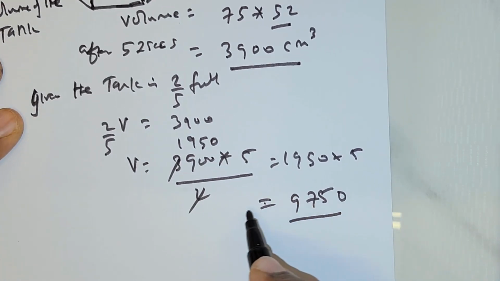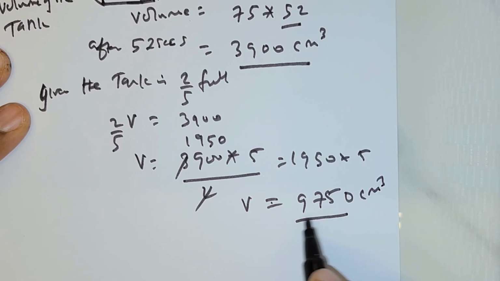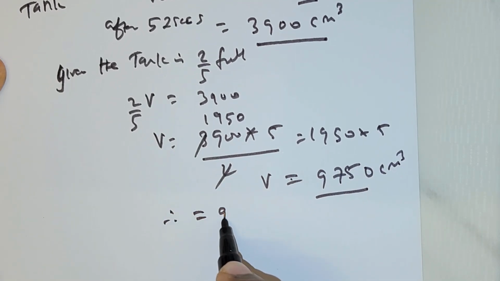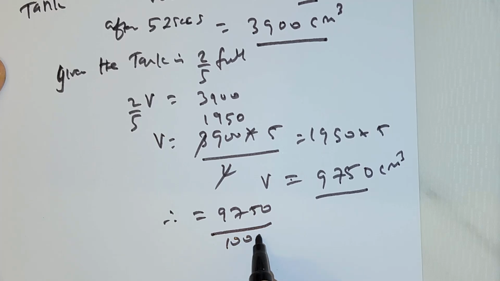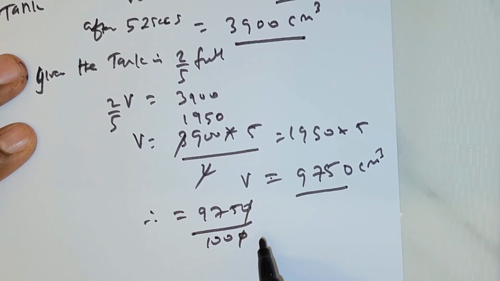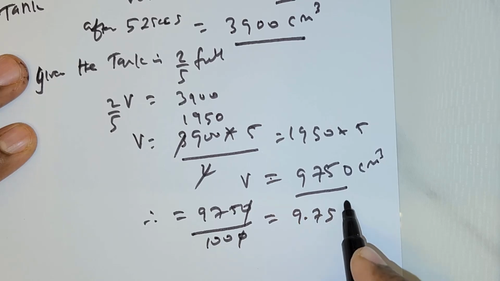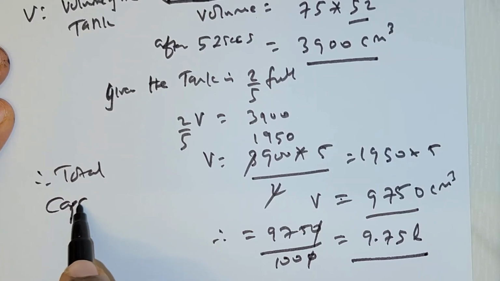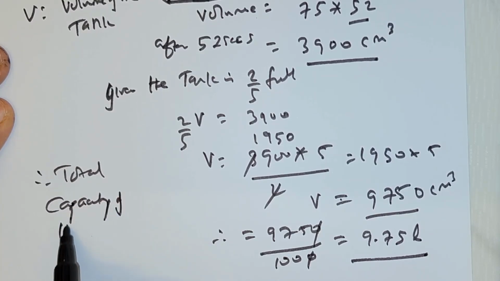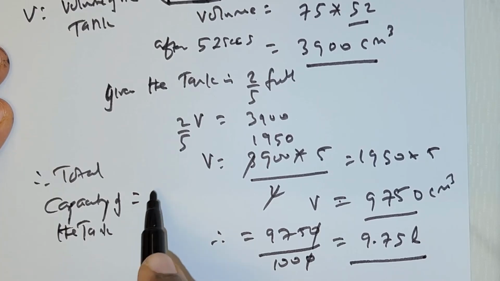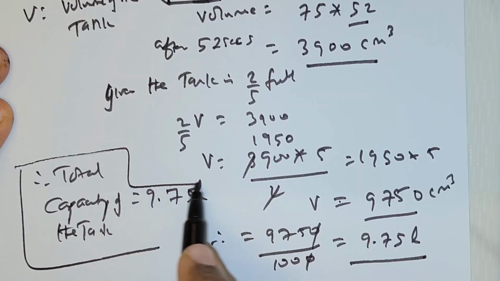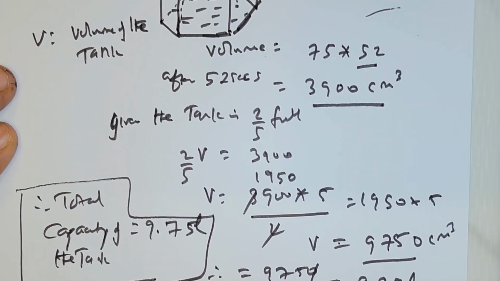Now this is in cm cube, but we want it in liters. So to give it in liters, you have to divide by 1000. That is going to give you 9.75 liters. So therefore the total capacity of the tank is equal to 9.75 liters. Okay, this is what is asked and we have got that.